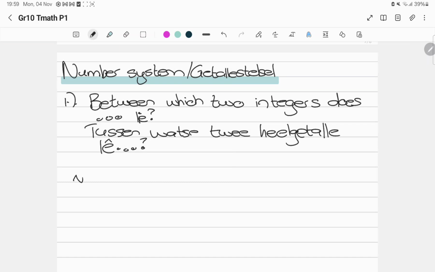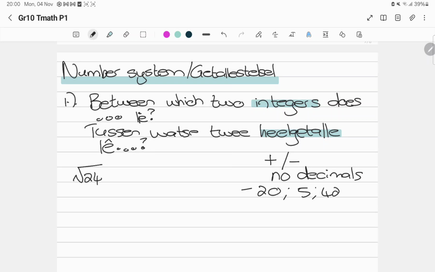Okay, so between which integers does something lie? Alright, so let's say they give us root of 24. Now, I need to know between which two integers does it lie. So remember, integers, heelgetalle, are numbers that are positive or negative with no decimals. Okay, so it can be minus 20, 5, 420, whatever, as long as it doesn't have a decimal. That is what an integer is, a heelgetal.